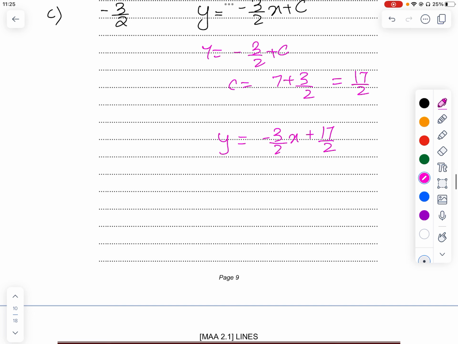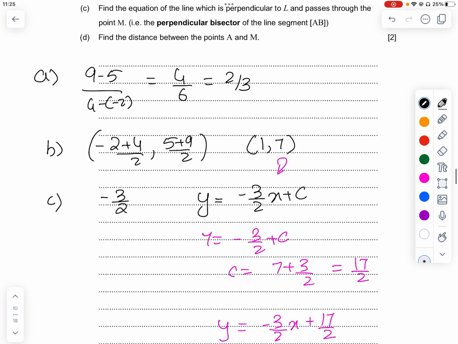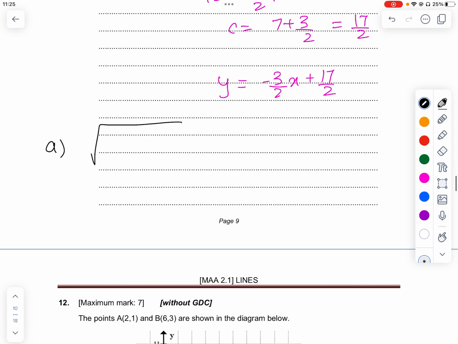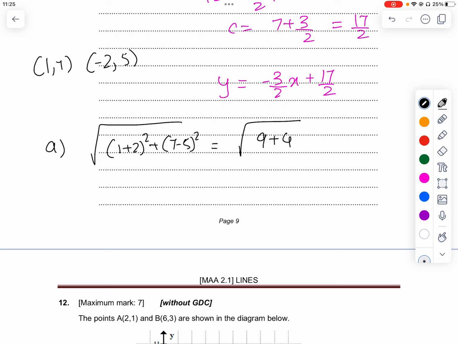Find the distance between A and M. Square root of... M is (1, 7) and A is (minus 2, 5). So (1 minus of minus 2) whole square plus (7 minus 5) whole square. So it becomes 9 plus 4, which is square root of 13.